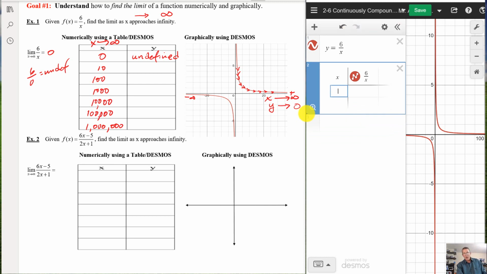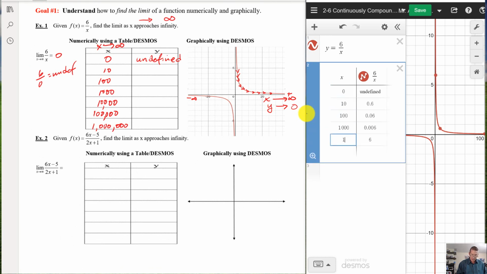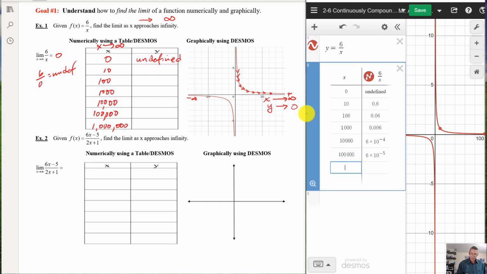Notice that the second column is 6 over x, because that's your y value. Let's put all the values in. If you put in 0, it says undefined, because you can't divide by 0. So let's type them in: 10, 100, 1,000, 10,000, 100,000, a million.